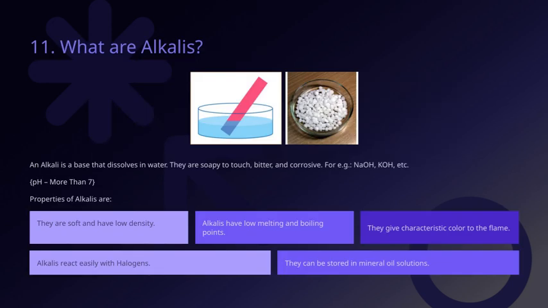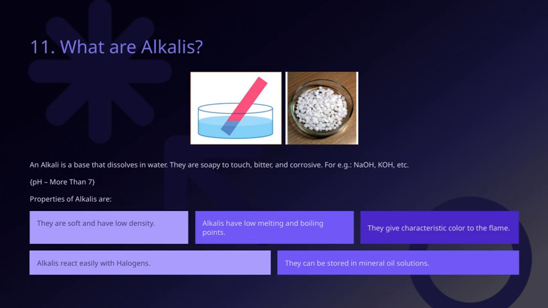Alkalis are quite fascinating because they give a characteristic color to the flame when you burn them, which is a useful identification feature. They can also be stored easily in mineral oil solutions, which helps prevent them from reacting prematurely with moisture or air. One important thing to remember is that alkalis have low melting and boiling points, making them relatively easy to melt and vaporize compared to other substances.